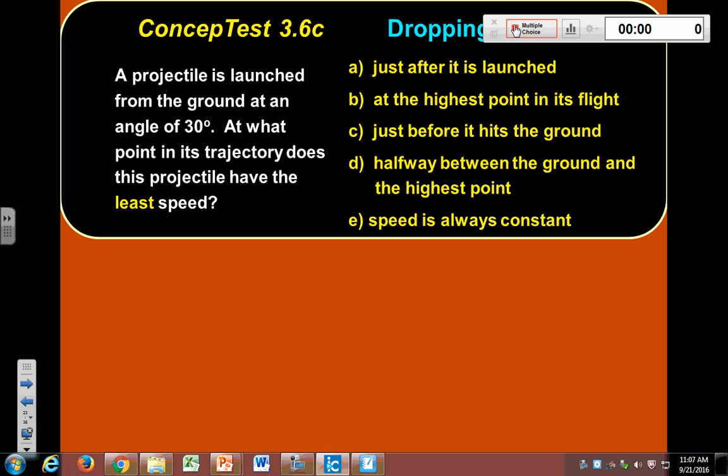A projectile is launched from the ground at an angle of 30 degrees. At what point in the trajectory does the projectile have the least speed? Think about what happens to the speed throughout.